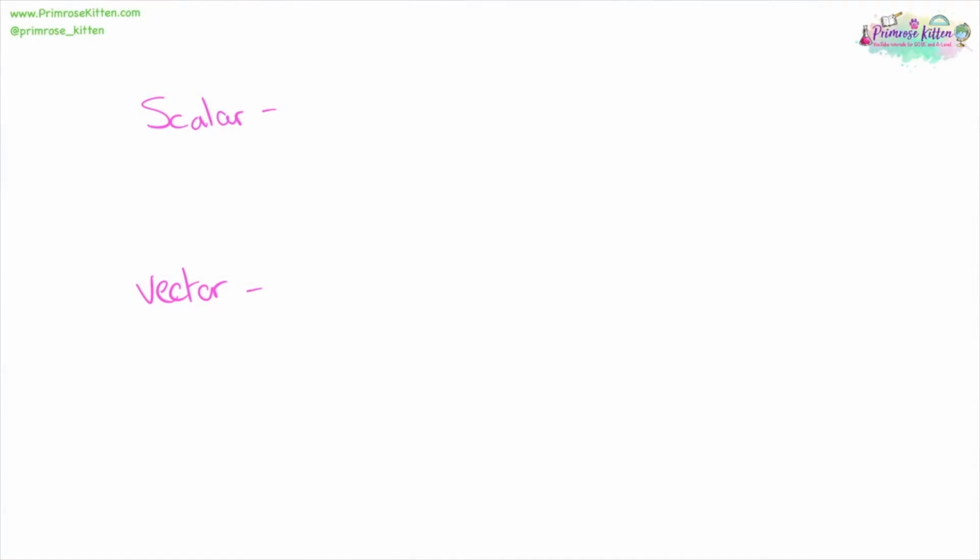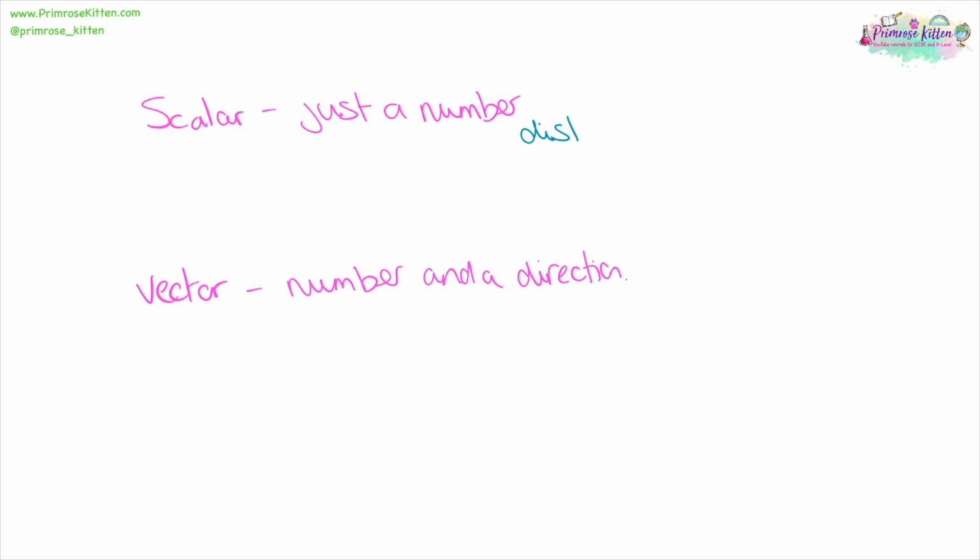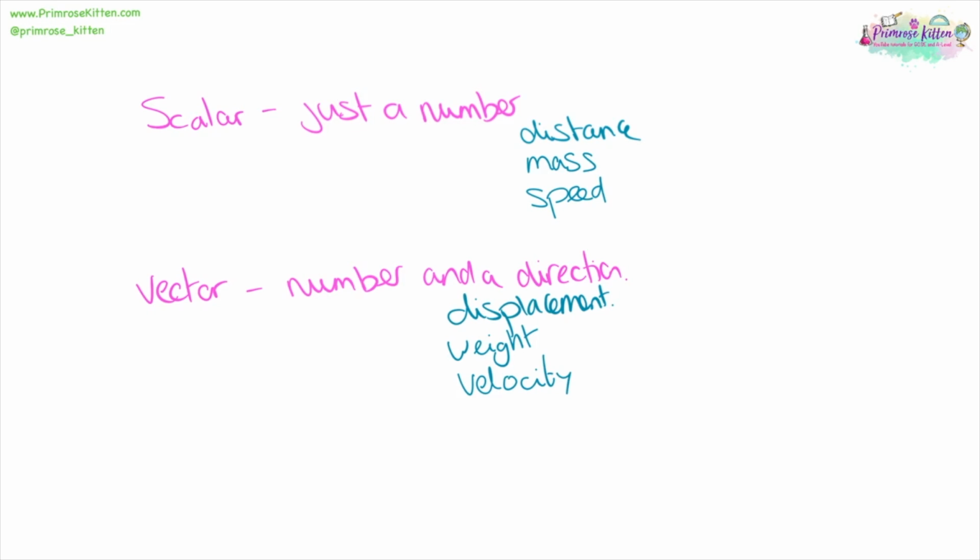A scalar quantity is just a number. A vector quantity is a number and a direction. For example, distance is scalar, but displacement is vector because it's distance in a direction. Mass is scalar, but weight, which is your mass upon the earth, is vector. Speed is scalar, but velocity, which is speed in a certain direction, is vector.